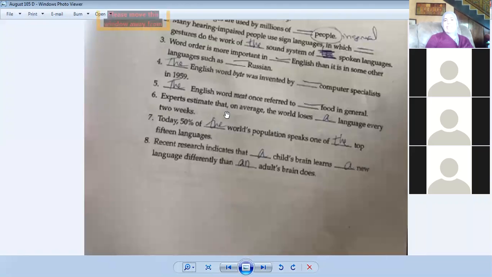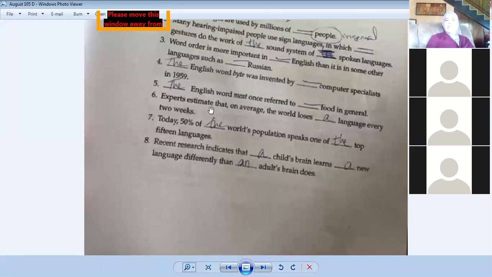6, experts estimate that on average, the world loses how many languages every 2 weeks? We said a language. A language means one language. So here, guys, why did I use a? Because I mean one. And in English, we use this method when we want to talk about one. I ate a sandwich, I say, which means one sandwich, right? And this is just the way it is used here. It means one. And pay attention, guys, that after a I have what? A consonant, so no need for an. Okay? When do we use an? When the first letter is what? A vowel. Okay? حرف علة or صوت علة.